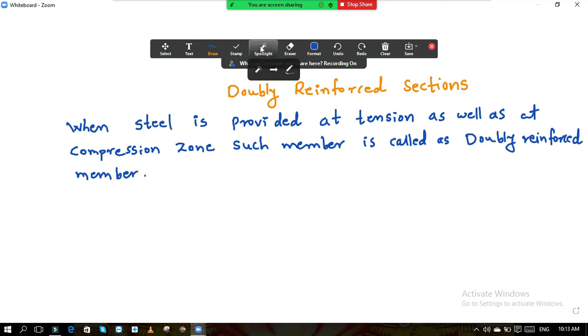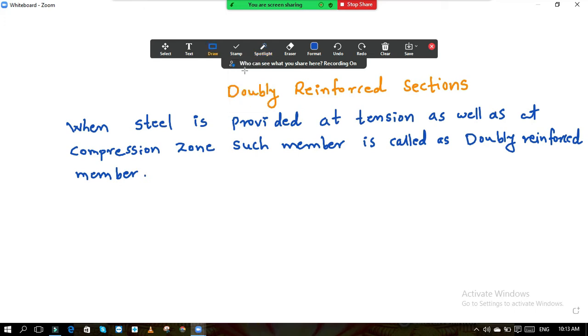Okay, so here we can see that when the steel is provided in the tension zone, normally we will provide the steel in the tension zone because we know that steel is strong in carrying tension and concrete is strong in compression. But sometimes, due to some conditions, we provide the steel in the compression zone also, and these types of sections are called doubly reinforced sections.